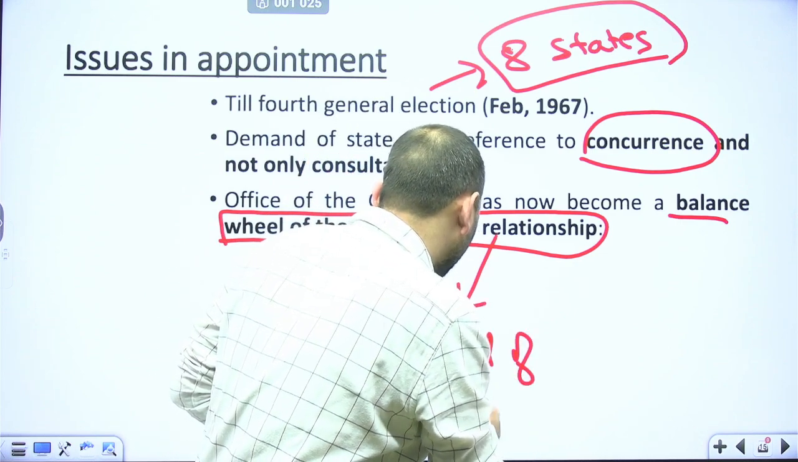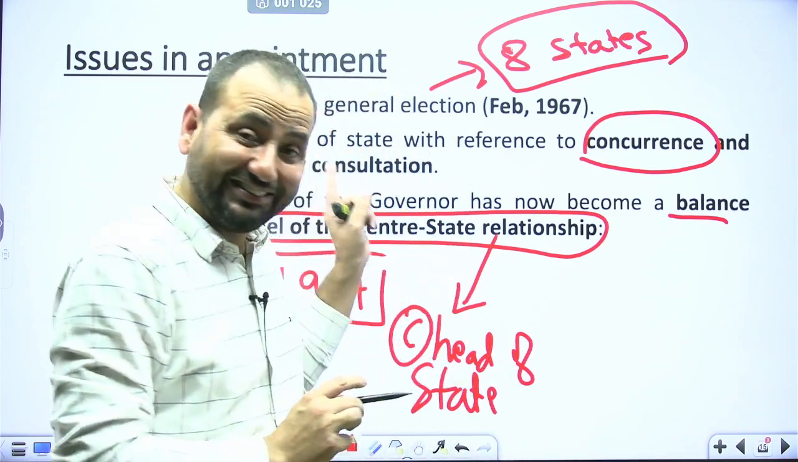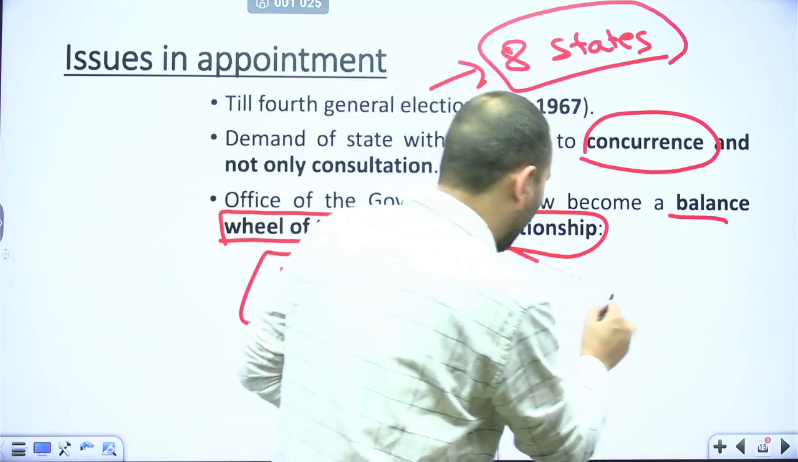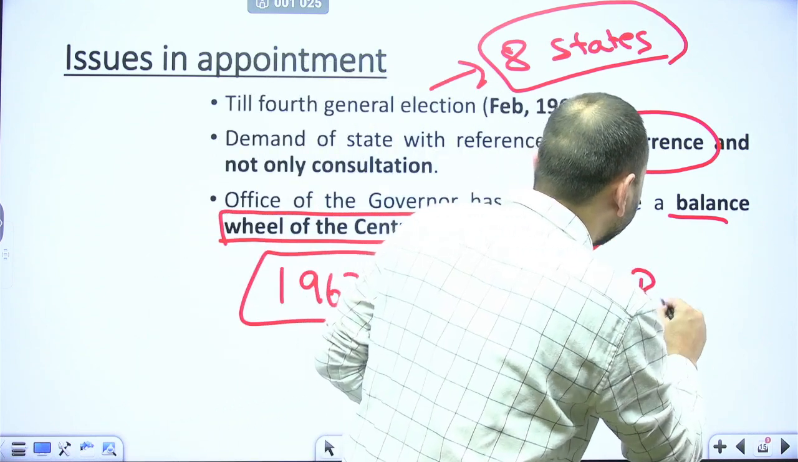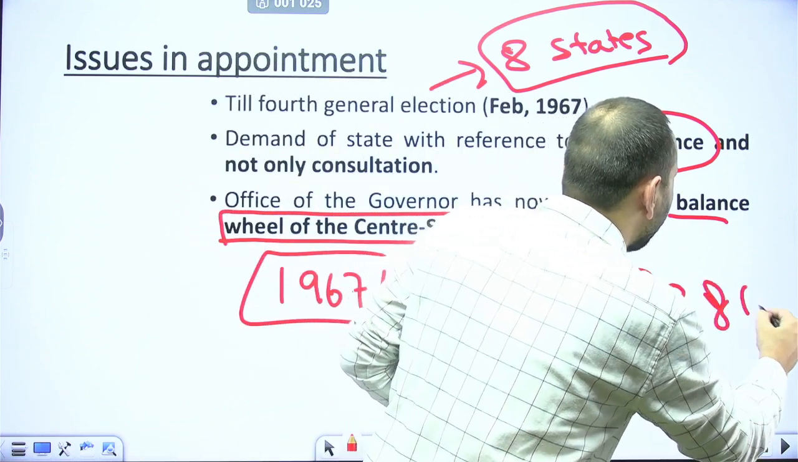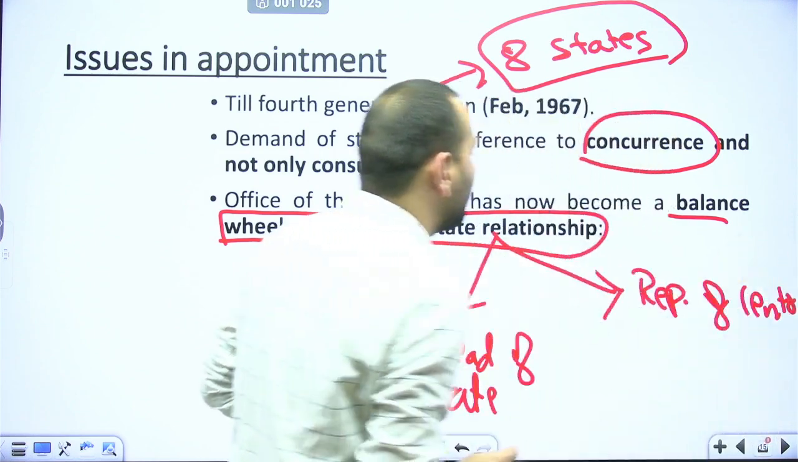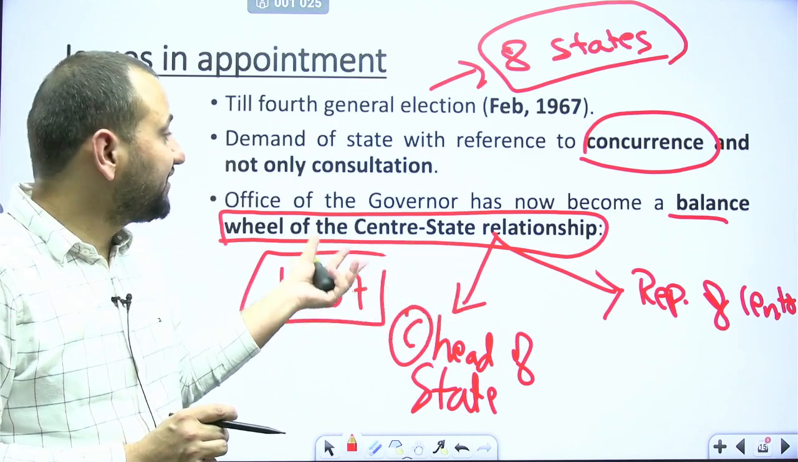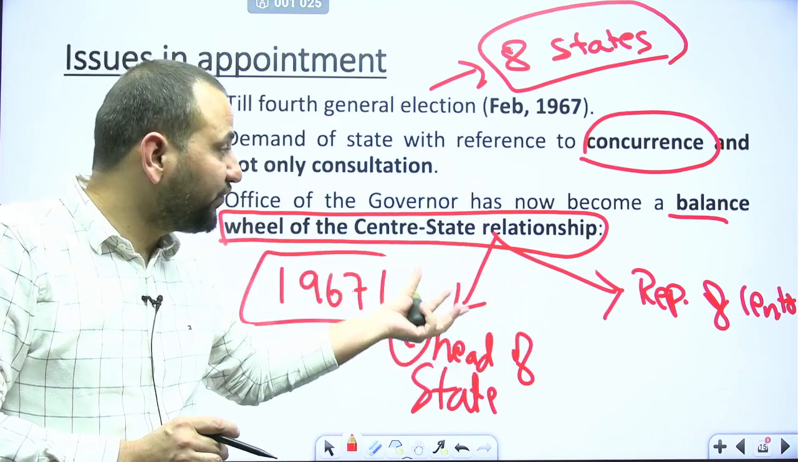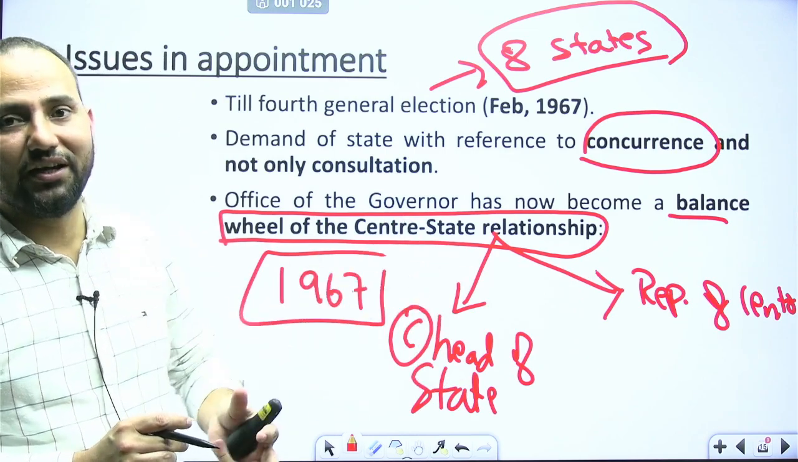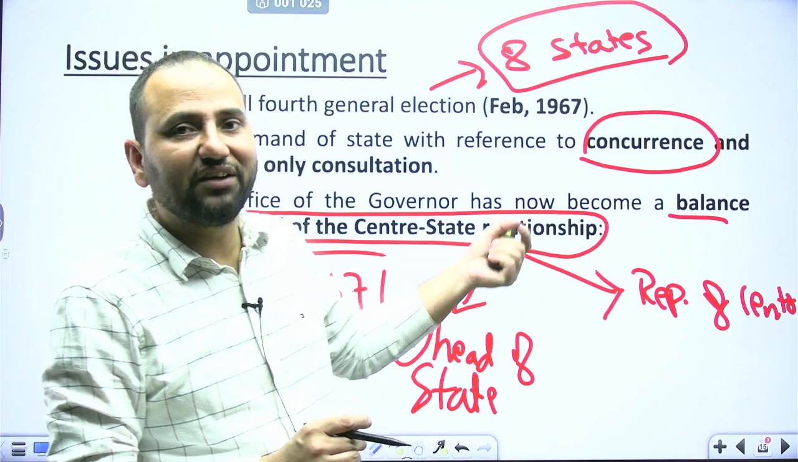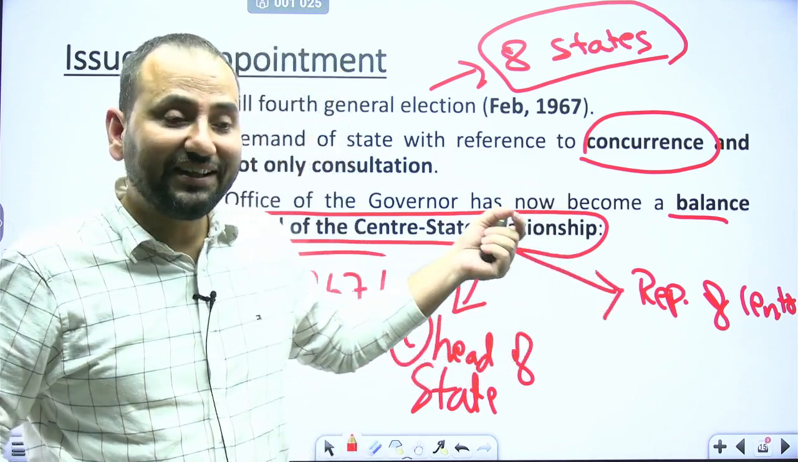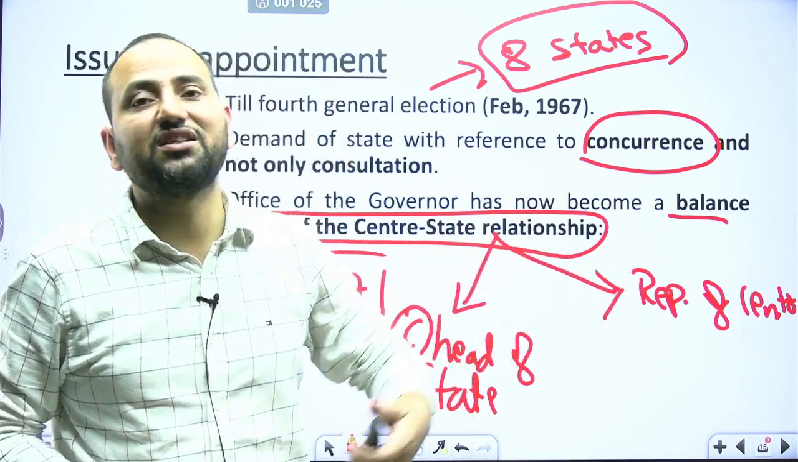Along with this, we also need to understand that this office of governor also has this structure of representative of the center. Now, if you see both these functions, you have to understand that both these functions come up with this balance wheel of the center-state relations, this balance wheel of this concept of federalism in India. If you see these issues associated with federalism, you will see that there are a lot of things associated with this structure of governor also.